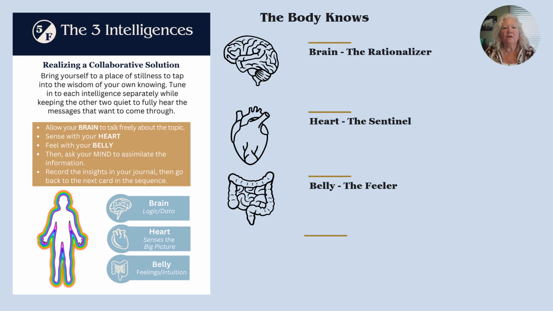The brain, heart, and gut are often referred to as our three intelligences. They interact through a complex network of neural, hormonal, and biochemical pathways, each playing a vital role in shaping how we think, feel, and react.